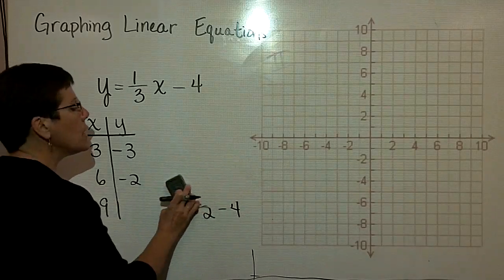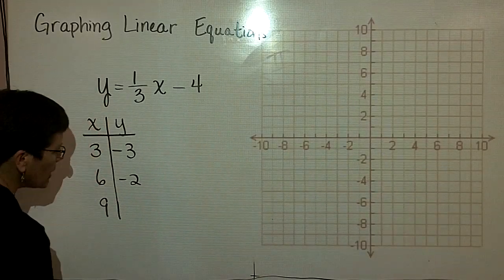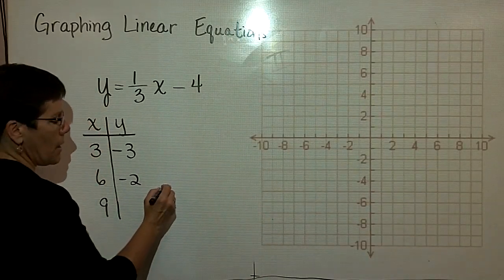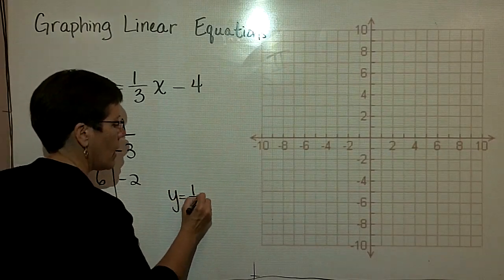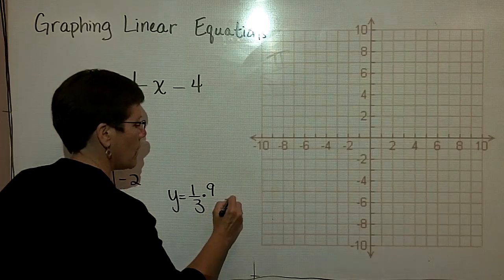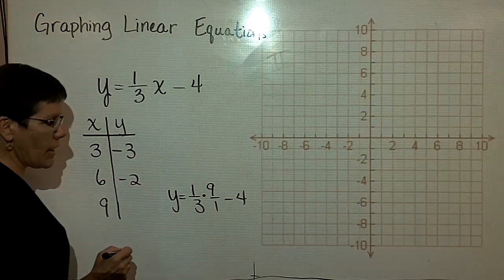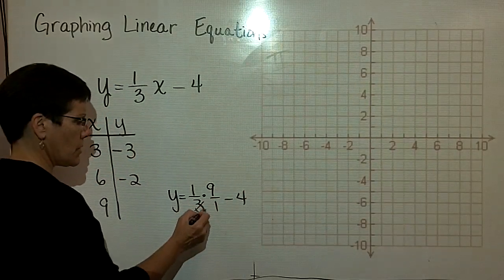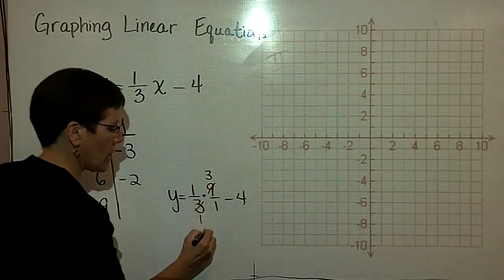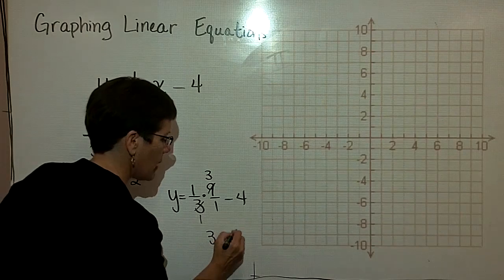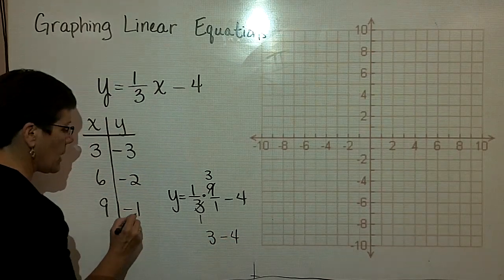And then finally, I really should do it a third time to see if my ordered pairs all line up. So y is 1/3 of 9 minus 4. Again, put a 1 underneath that, that would be easier for you. 3 goes into here once, into here 3 times. When I multiply this together, I get 3. And 3 minus 4 is equal to a negative 1.